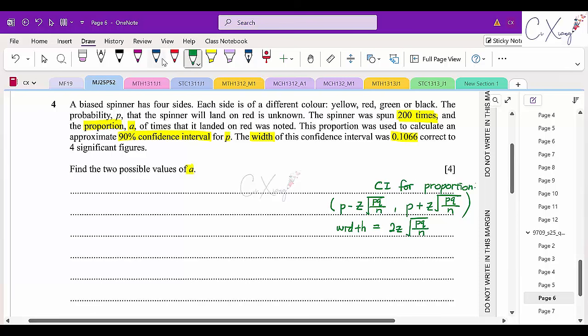Alright, if we have a look at this particular question here, we are given the width is 0.1066, so we should start from here. We are given width equals 0.1066, and I want to replace the width using the formula, 2z square root pq over n. We are having the 2, and we need to figure out the z.